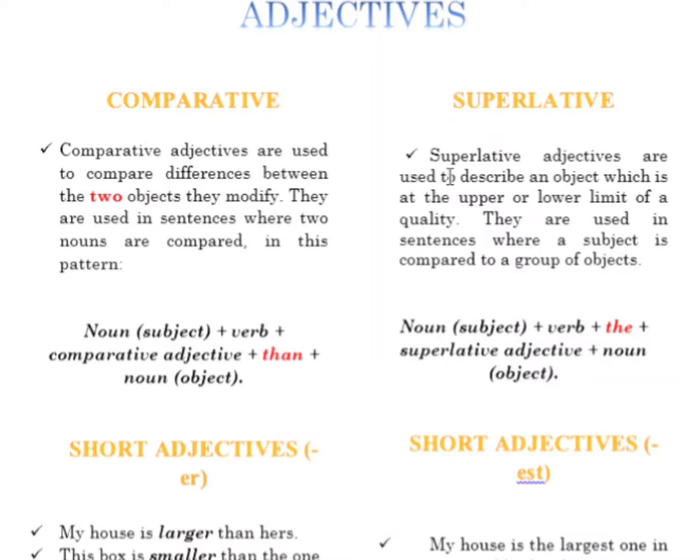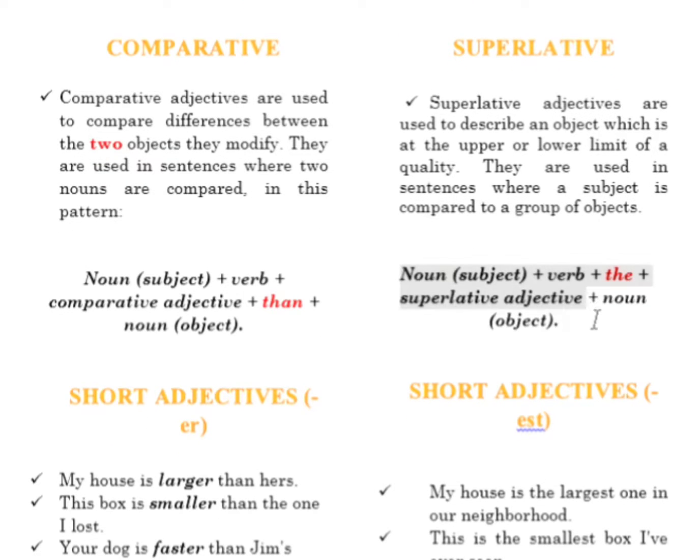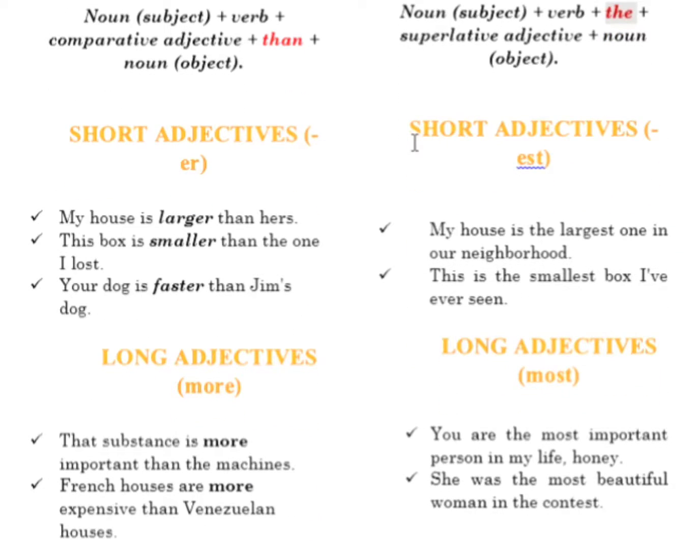Now, let's continue. Superlative. Superlative adjectives are used to describe an object which is at the upper or lower limit of a quality. They are used in sentences where a subject is compared to a group of objects. I told you in comparative we compare only two objects, countries, cities, people, whatever. Now in superlative we compare more than two, maybe 3, 4, 1 million, 2 million. This is the structure we are following: the noun, verb, the article the, superlative adjective, and noun.